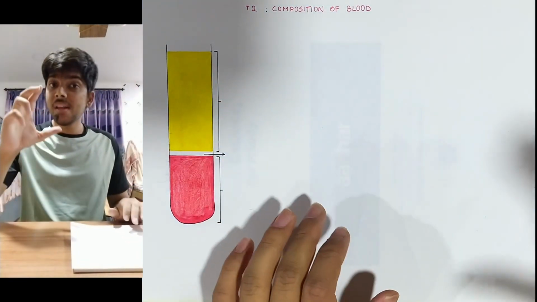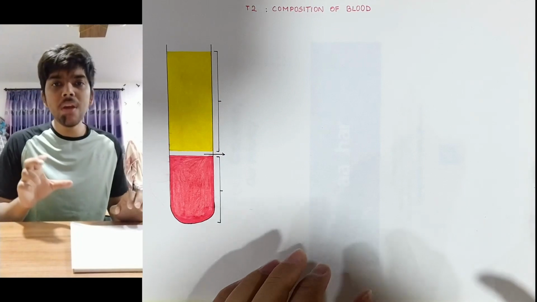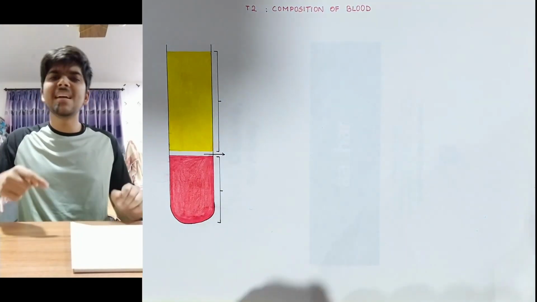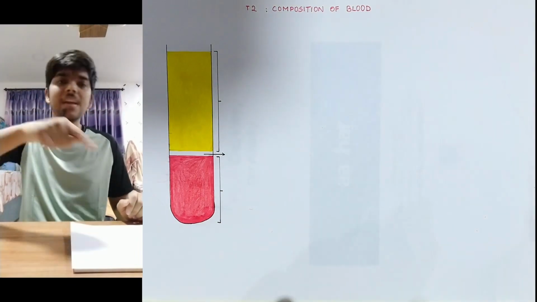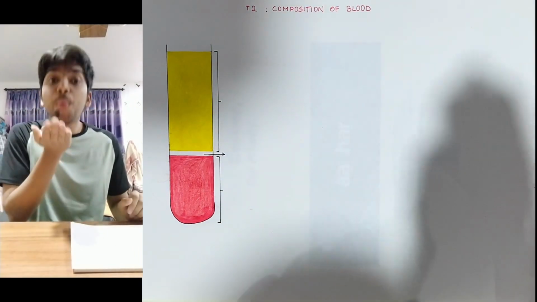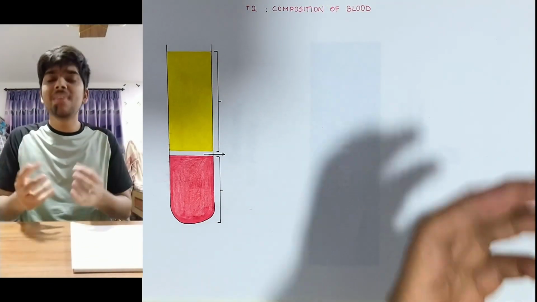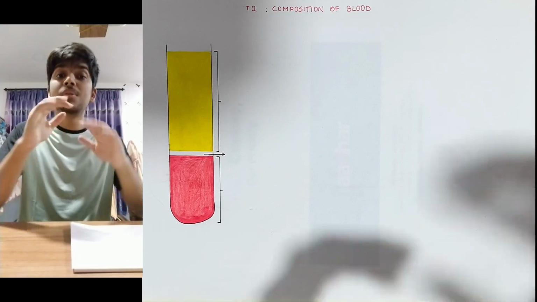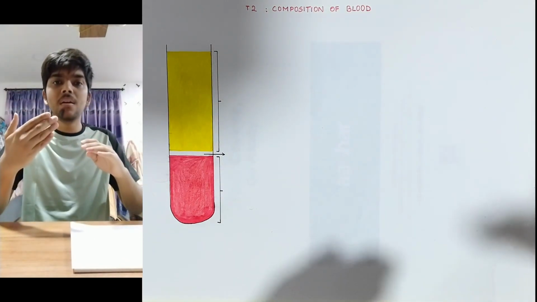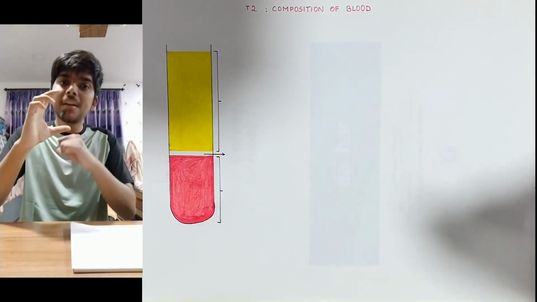Let's take blood in a test tube and then put this test tube in a centrifuging machine. What does a centrifuging machine do is that it spins at a very high rate such that the centrifugal force makes all the heavier particles of the blood settle down, while the lighter portion of the blood stays on top of the heavier particles.